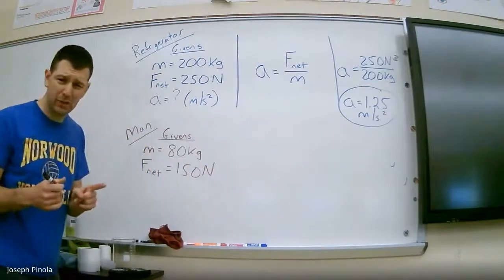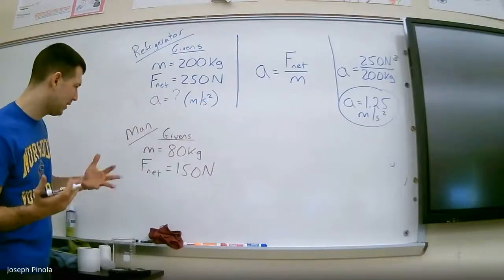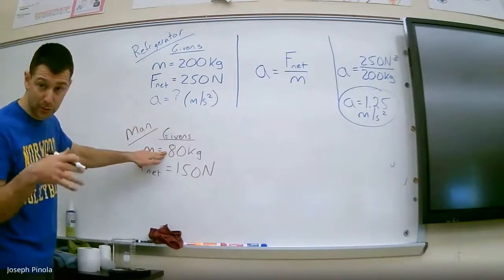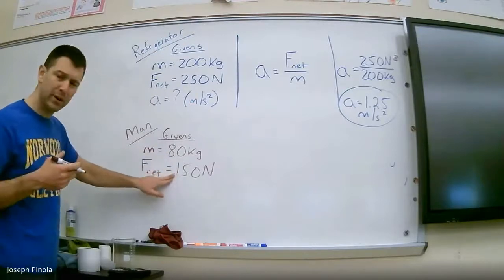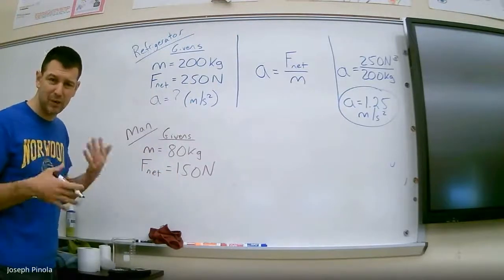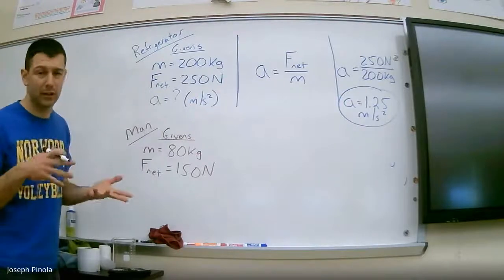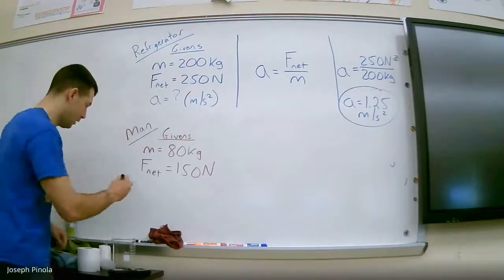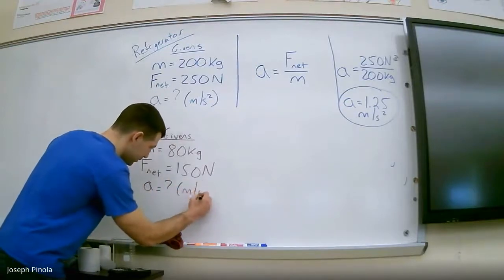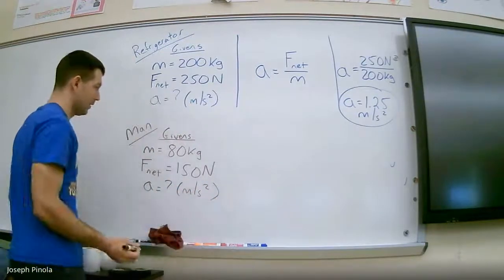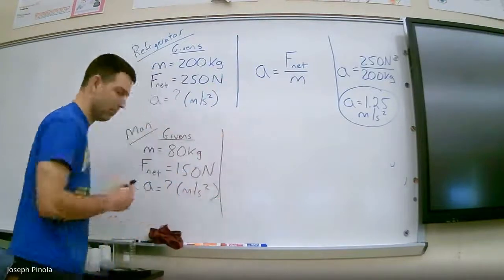This is why we have to do the math out. It's not super clear. The man has a lower mass, which would mean he would accelerate faster, but also a lower net force, which means he might accelerate slower. So we should do the calculations out to get numbers. Once again, we're solving for his acceleration in meters per second squared. And then I'm going to go to step 2.